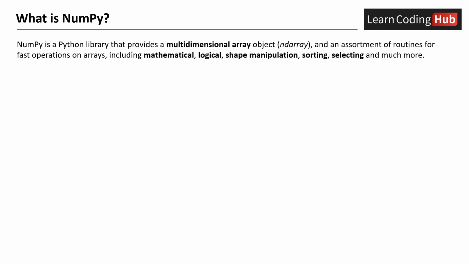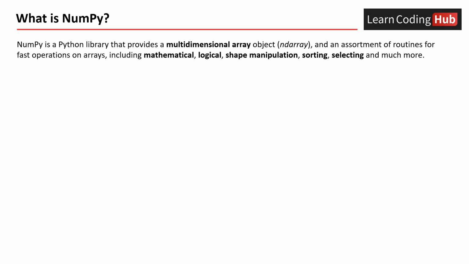NumPy is a Python package which provides us the multi-dimensional array, also known as ND array, and it provides us lots of routines to do fast operations on the arrays, including mathematical and logical operations. We can do shape manipulations like transpose, we can do sorting, selecting, and a lot more, which we will be covering in this series a lot. And that is one of the reasons it is used in a lot of scientific calculations, in programming methodologies, in a lot of machine learning. So yeah, lots of good stuff coming.